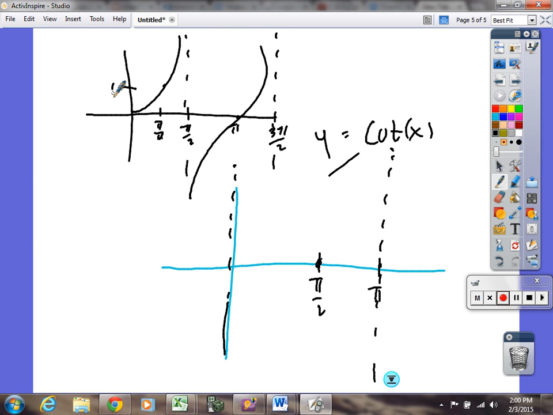You guys understand what reciprocal means? 1. You flip it, right? So it's just 1. And notice, what's the reciprocal of negative 1? Negative 1. There you go. So they're all the opposite.